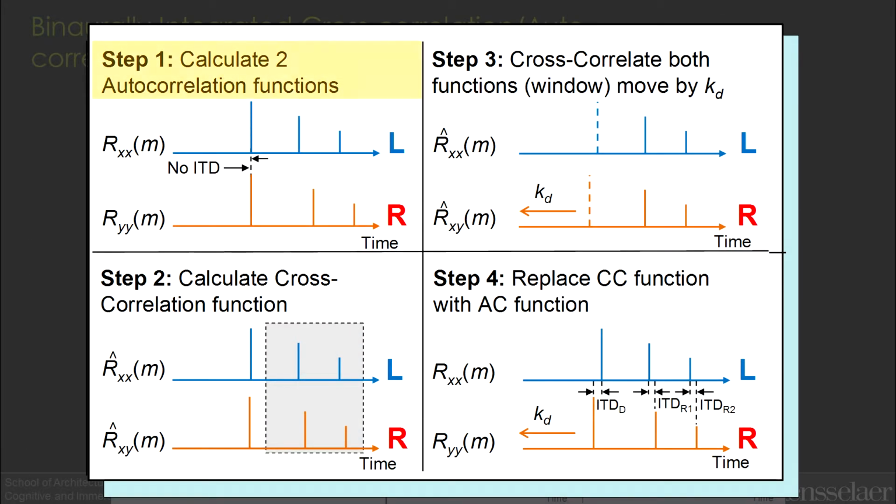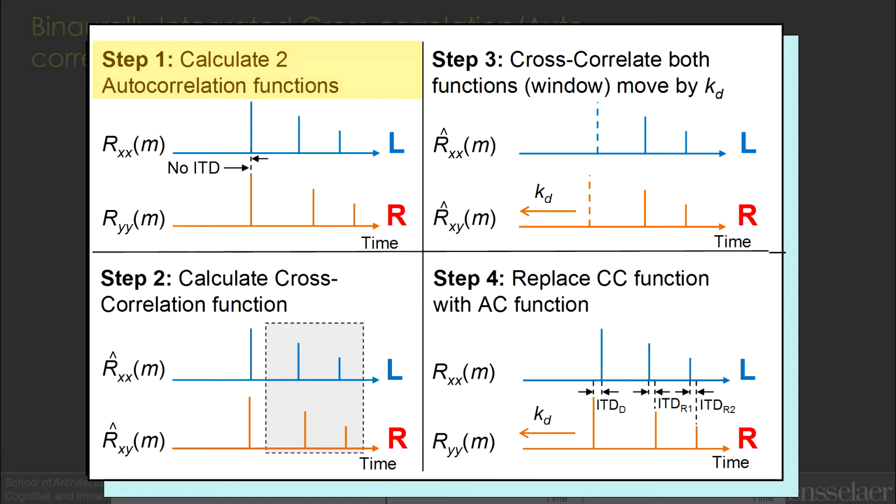So step one is we're going to measure the autocorrelation function for the left signal and the autocorrelation function for the right signal. As you can see in this example, we have a direct signal and two reflections. The problem is, in both cases, the autocorrelation functions have the main peak in the center, so there's no ITD preserved. So we need to get the ITD for the direct sound back, and if we realign the two autocorrelation functions by this ITD, we actually get a pretty good estimate for the ITD of the direct signal as well as the ITDs, interaural time differences, for the reflected signal.